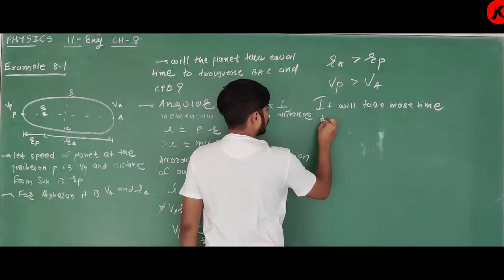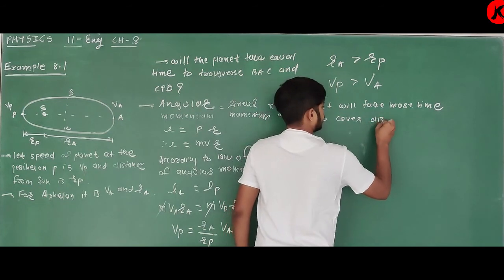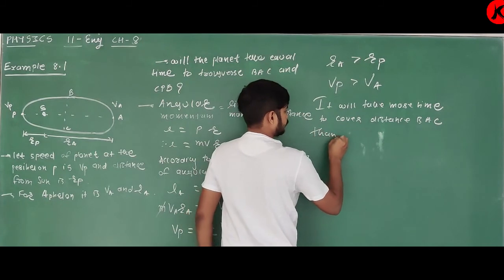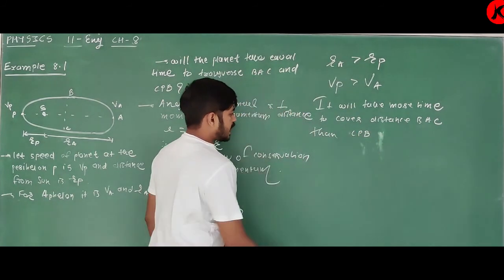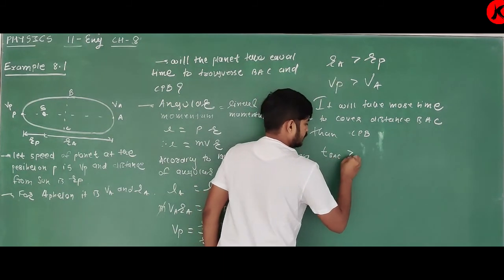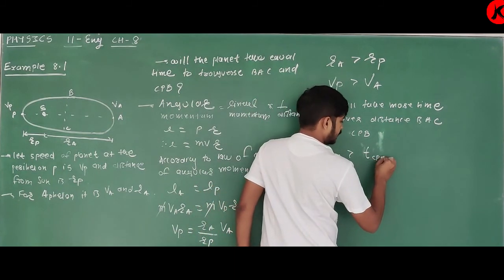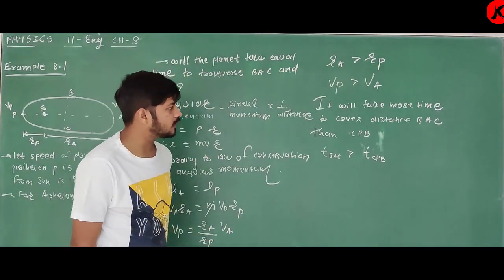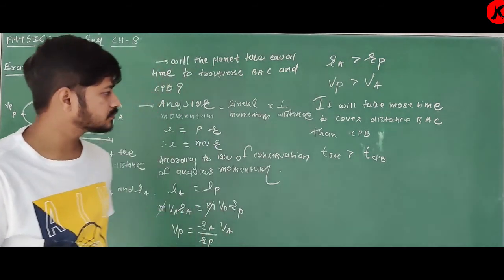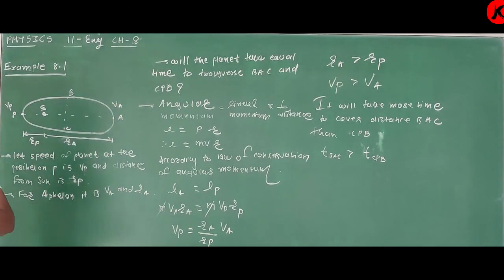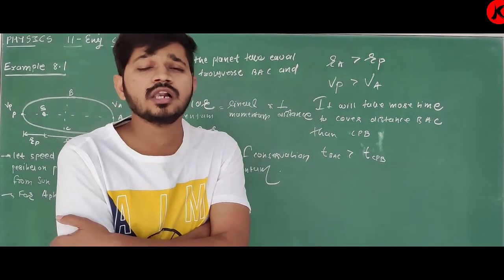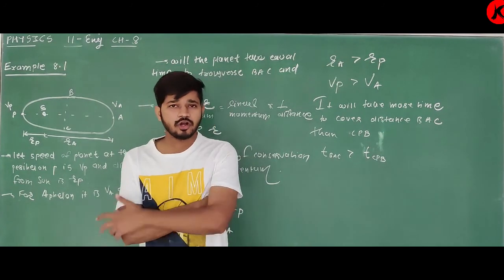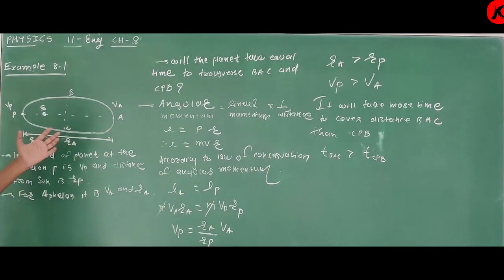to cover the distance BAC than CPD. Clear? So the time to cover BAC is greater than the time to cover CPD. It obviously depends on speed. Clear about this? So yes, this relation of time you can easily understand with the help of speed. So this is one example 8.8, which is based on Kepler's 3 laws.